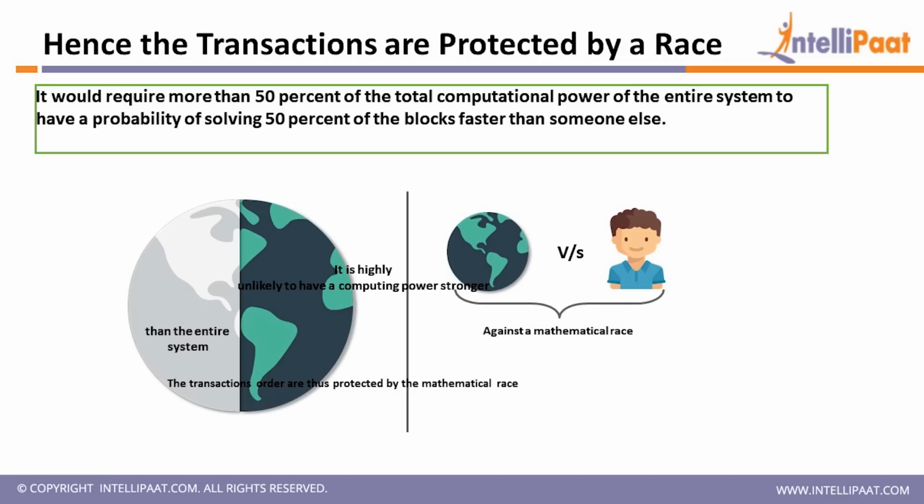Why? It would require more than 50% of the total computational power of the entire system to have a probability of solving 50% of the blocks faster than someone else. And that's, again, as I told, not possible in the current scenario. It is highly unlikely to have computing power stronger than Earth and humans.